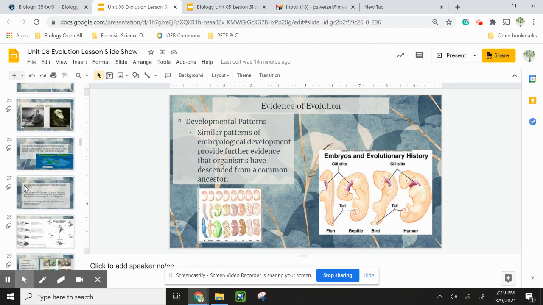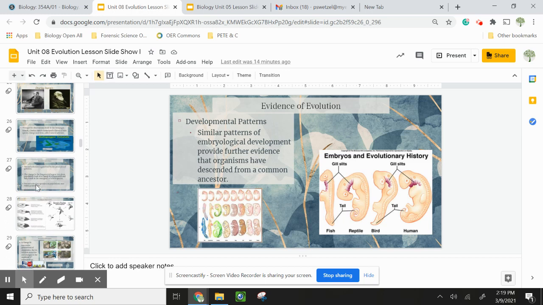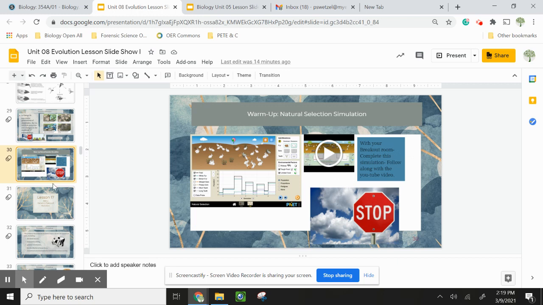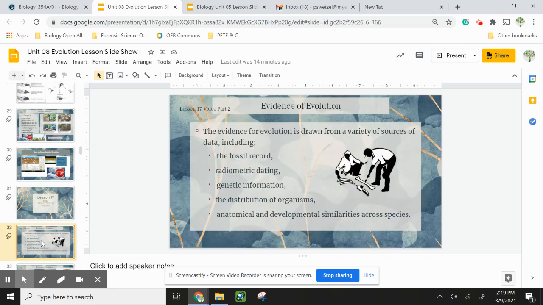We're going to lesson 17.2. We talked about Chuck the other day. We talked about natural selection. You got to do a really fun natural selection simulation. If you're not finished with that, you'll have time to do it this week because we have all these half days. But today we're looking at some evidence for Charles Darwin's theory of evolution.